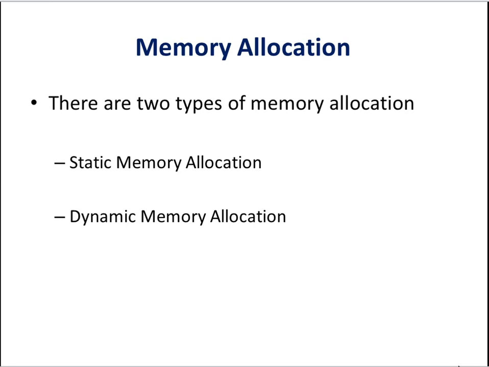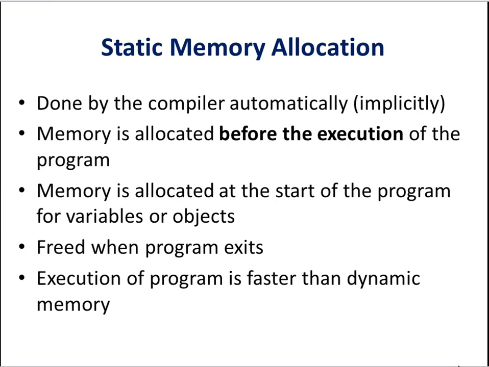There are two types of memory allocation: static memory allocation and dynamic memory allocation. Static memory allocation is done by the compiler automatically or implicitly. Memory is allocated before the execution of the program. In static memory allocation, memory is allocated at the start of the program for the variables and objects, and this memory is freed when we exit from the program. Execution of the program is faster as compared to dynamic memory allocation, but in static memory allocation, wastage of memory is more.